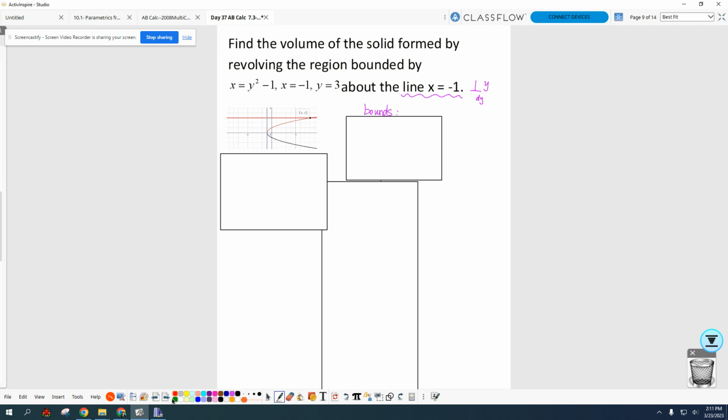So this one, let's look at it. Find the volume of the solid formed by revolving the region. Okay, sideways parabola. X equals y squared minus 1. That's this. This thing is x equals y squared minus 1.